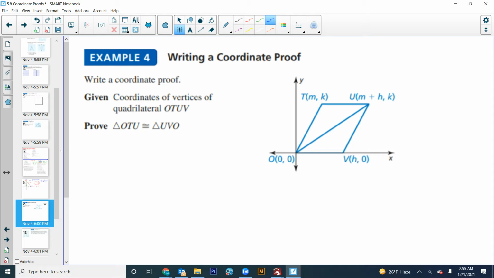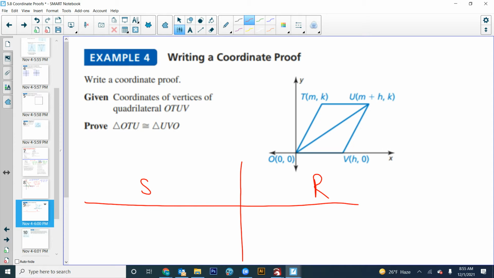All right, anyway. We can write this in a 2-column proof if you want. Statements, reasons, or justifications, whatever. Step 1, coordinates of the vertices of quadrilateral are given. So coordinates given on graph. That was given to us. All right, so we're going to use those coordinates.